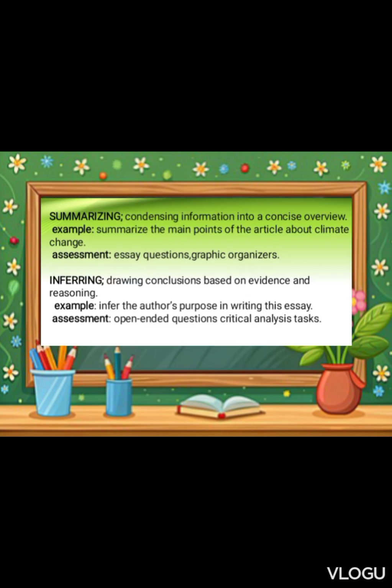Summarizing: condensing information into a concise overview. Example: summarize the main points of the article about climate change. A sample of assessment: essay questions and graphic organizers.